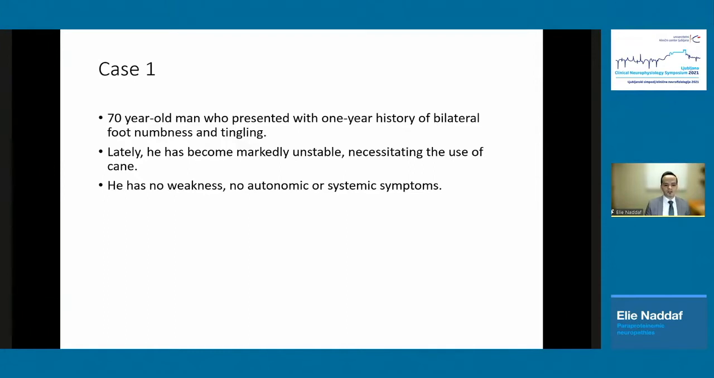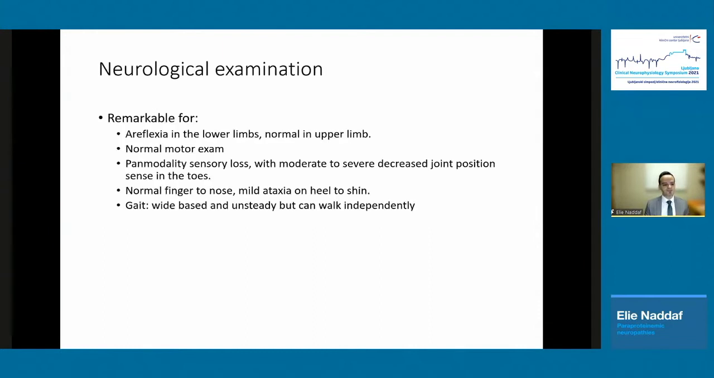A 70-year-old man presented with a 1-year history of bilateral foot numbness and tingling. So far, nothing unusual. Lately, he has become markedly unstable, necessitating the use of a cane. Well, that's very unusual for an idiopathic neuropathy in 1 year, to have him lose his balance. No weakness, no autonomic, no systemic symptoms, so no other red flag. It's just that rapid progression and ataxia.